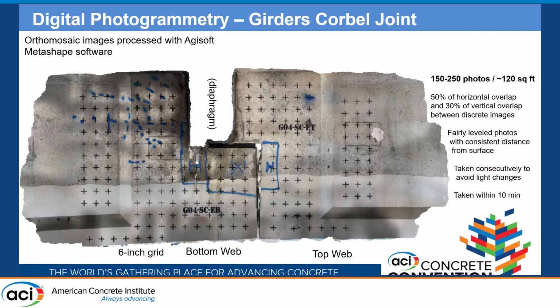And for this fully processed orthomosaic image, it took us about 150 to 250 photos, and we took those within a period of 10 minutes. There was a 50% horizontal overlap and 30% vertical overlap between the discrete images. They were fairly leveled in angle and taken from a consistent distance from the surface, and they were all taken consecutively so as to avoid any light changes that may distort the image processing.